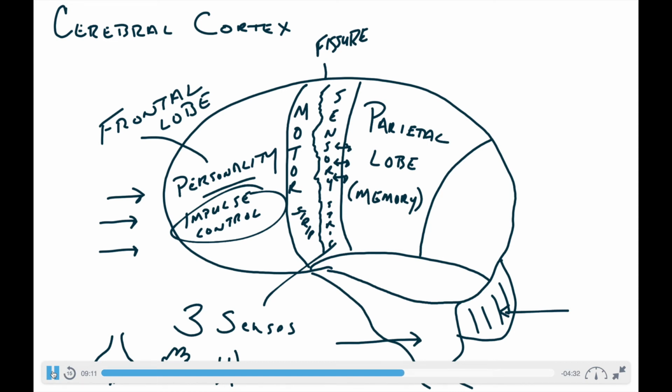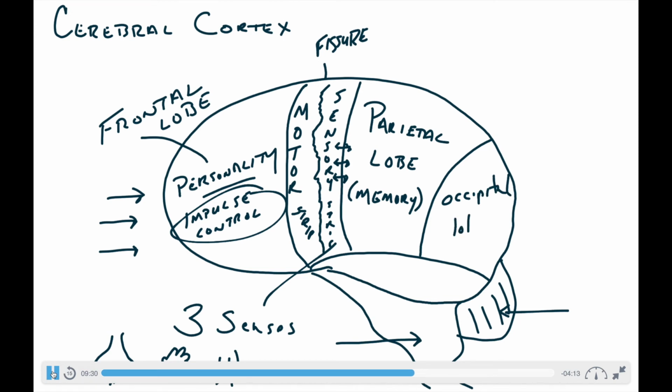It's also one of the reasons if you get sick eating a particular type of food, a lot of times you don't want that type of food anymore. It's because the memory of that gets really strongly linked to the taste. Now, back here in the back, we have what's called the occipital lobe.